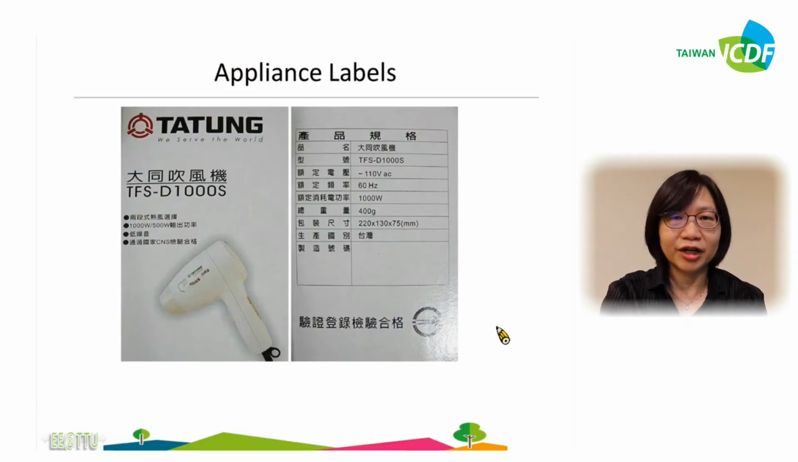Here's an example of appliance labels. This example shows a hair dryer label manufactured by Tatung Company. The maximum rating here shows it will consume 1 kilowatt of power, but actually there are 2 maximum powers, depending on the heat of the air. If you want the maximum heat, the rating is 1 kilowatt. But for the air with less heat, it will consume 500 watts.